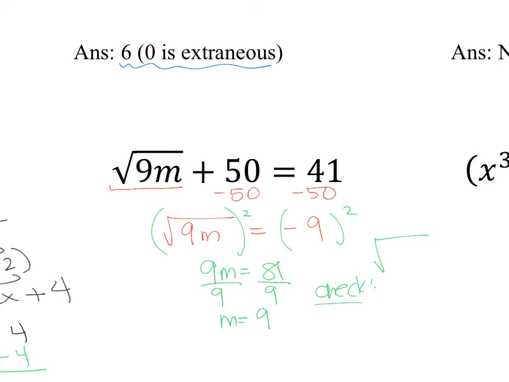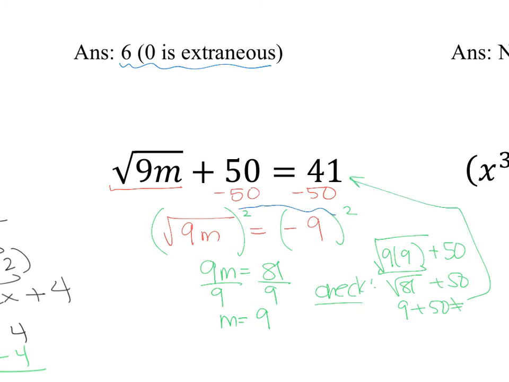And I'm going to have the square root of 9 times 9 plus the 50. Well, this is the square root of 81 plus the 50. That's 9 plus 50. That's not going to equal my answer. And I actually noticed the problem a little earlier, right here before I squared. I had the square root of a number equal to something negative.